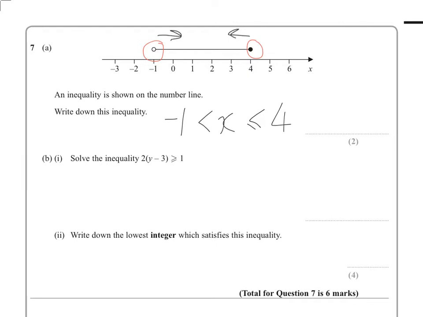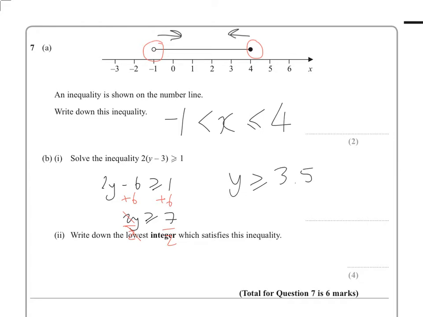Part B, solve the inequality. Well, if I multiply out 2y minus 6 greater than or equal to 1, add 6 to both sides, so we get 2y greater than or equal to 7, and then divide by 2. So therefore y greater than or equal to 3.5.